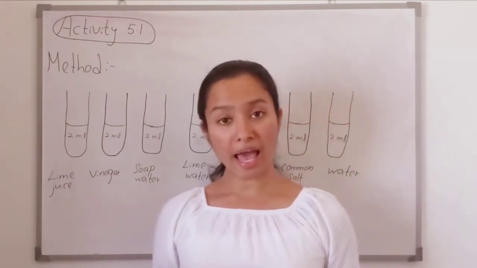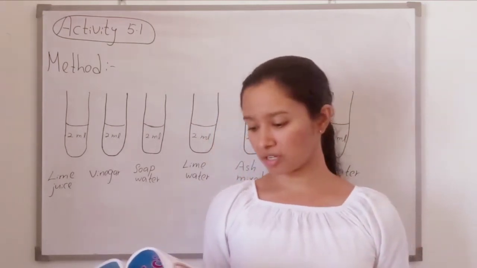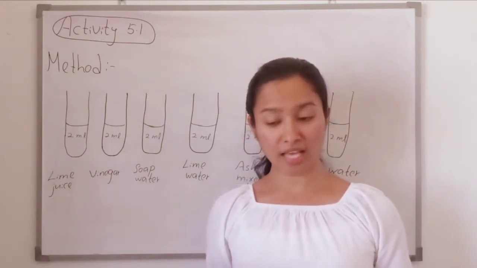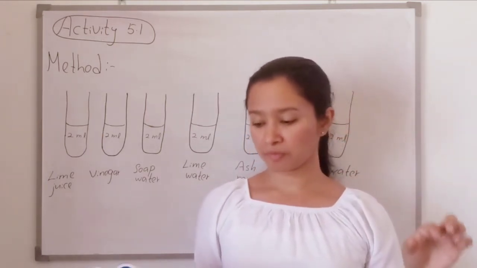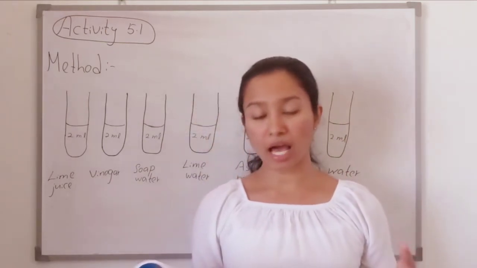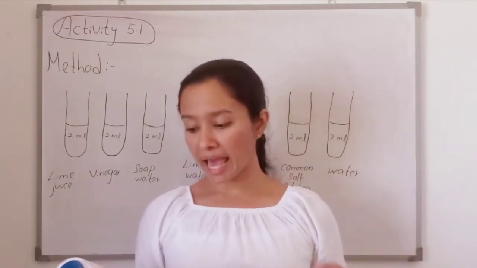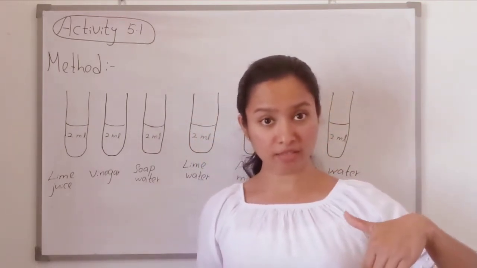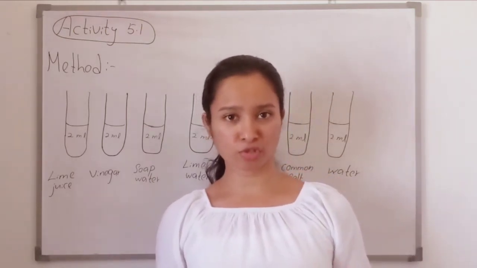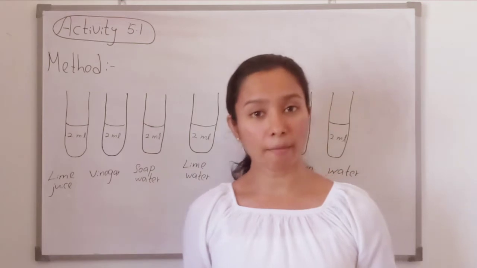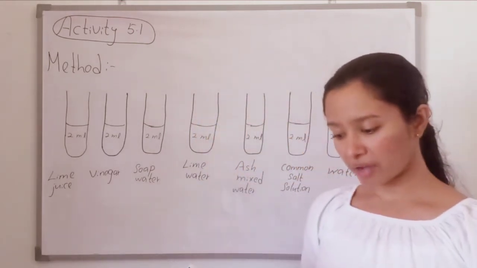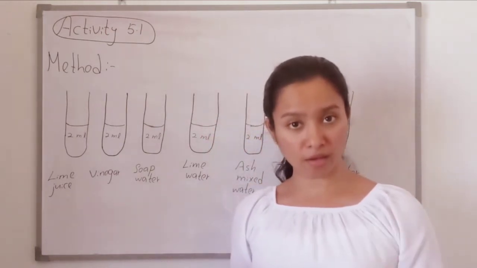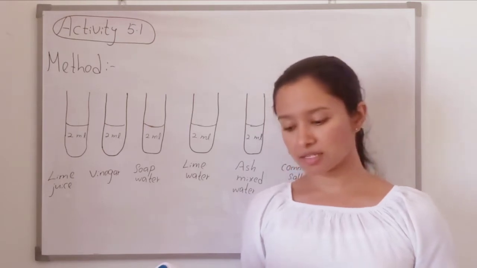You can take those, and lime juice, vinegar, soapy water and lime water. Lime juice means dehi, lime water means hunu diyara. Then ash dissolved water: you can take some ash and dissolve it in water. Then common salt solution is in your kitchen. Then some water. First of all, you have to boil the shoe flowers and prepare a solution.